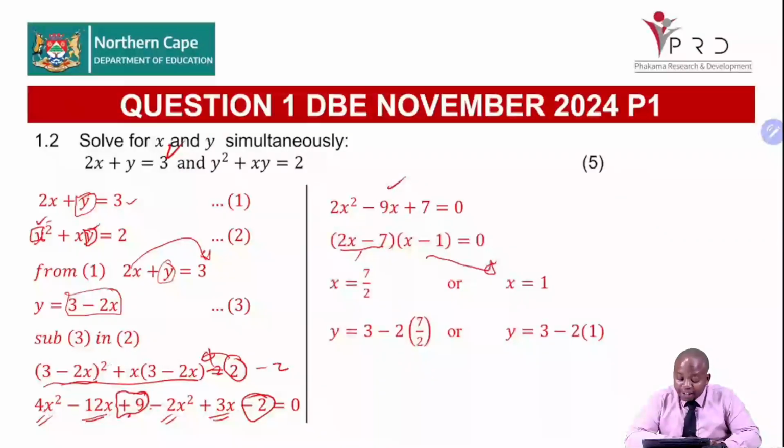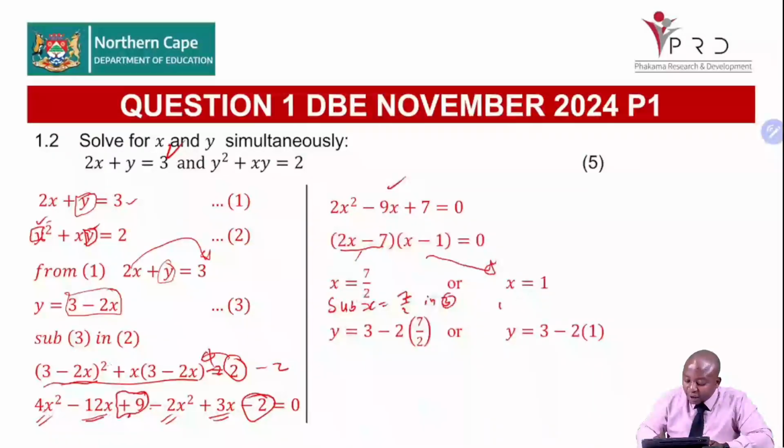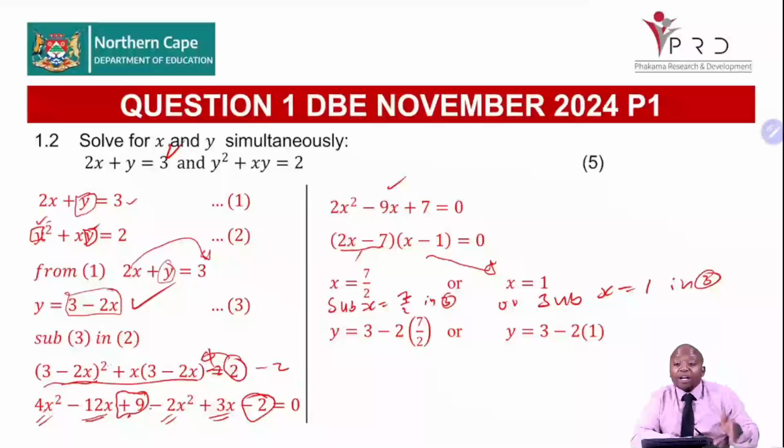Then to find y, I'm going to substitute x equals 7 over 2 in equation number 3. Or again, substitute x equals 1 in 3, because I'm looking for y, and equation 3 already gave us y as the subject of the formula. But we can substitute in any of the equations that we have, the 2 from the original, or the one that we've derived, it is fine.